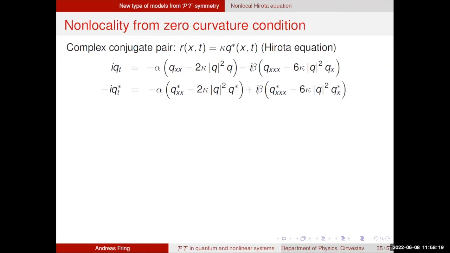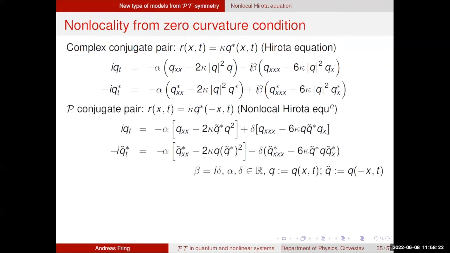But that's not the only way to look at it. You can also make a different choice and take r of x and t to be the parity conjugate of this field. And what that means is I'm also changing x to minus x. So I'm introducing a new field. And if you do this, the equations, I also have to manipulate a bit the constant here, then this second equation becomes the parity conjugate now of the first equation. And again, you have only one equation, but it's integrable by construction.